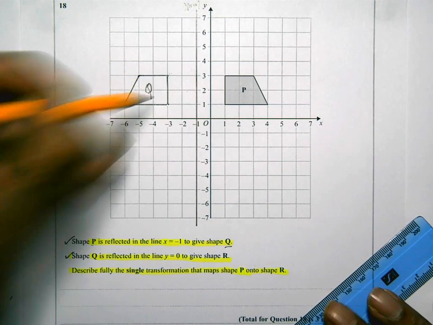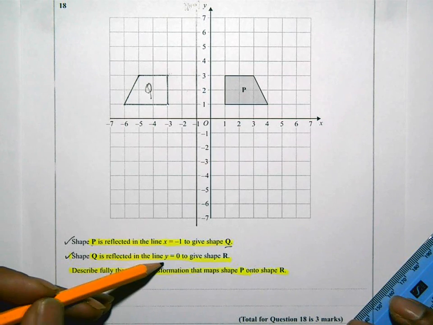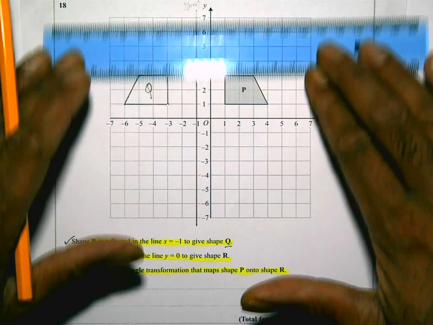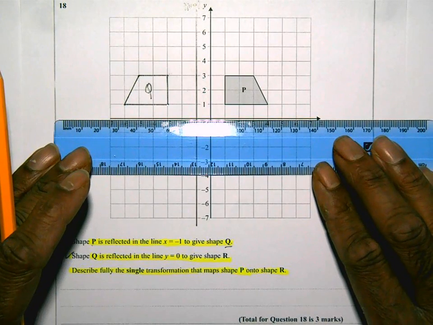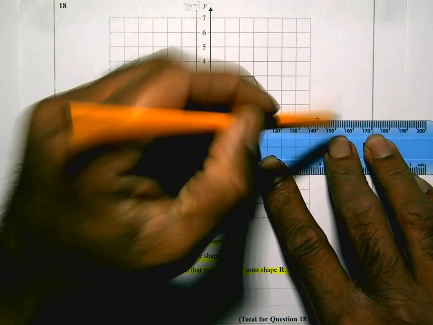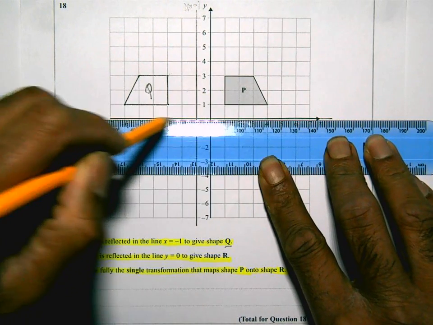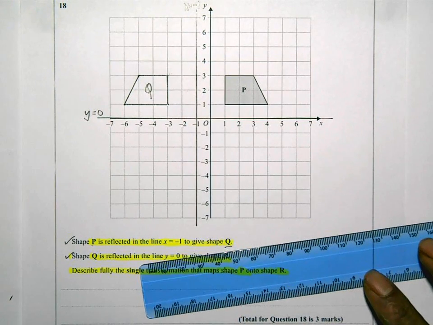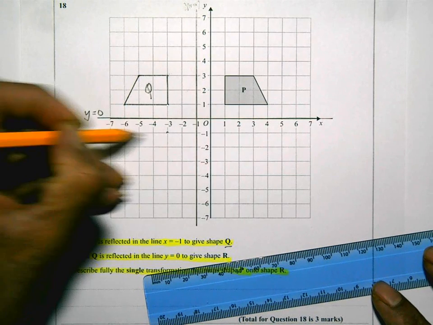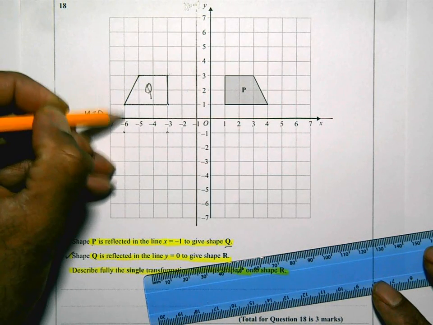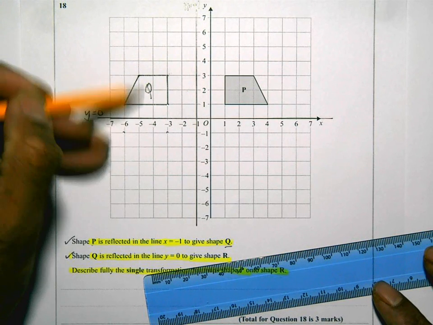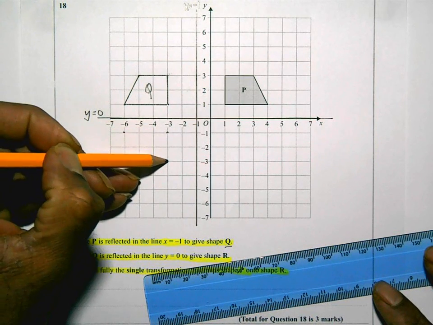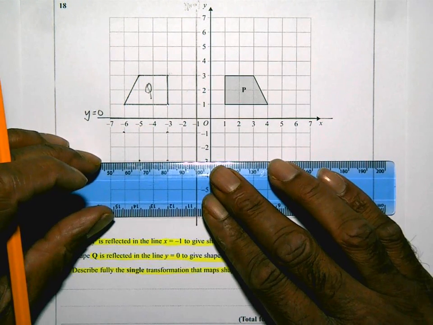And then they said that shape Q is reflected along the line y equals 0. So any line which is y equals 2 is horizontal. Y equals 0 is the x-axis, this line here. That's y equals 0. So reflecting it, I'm going to get a point there, a point there. You can see those 2 points are just 1 square away. That point there is 3 squares away, so 3 squares away takes me there and there. So this is going to be shape R.